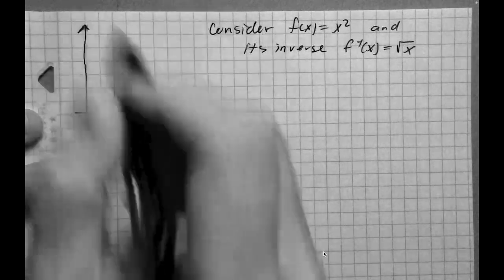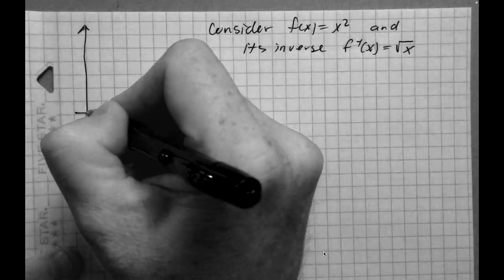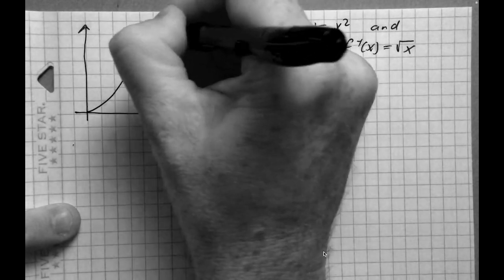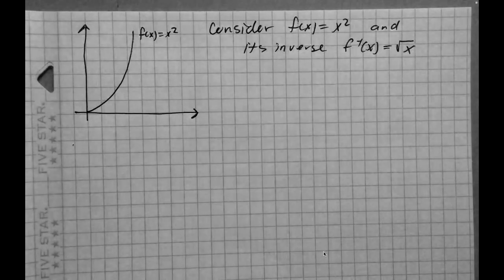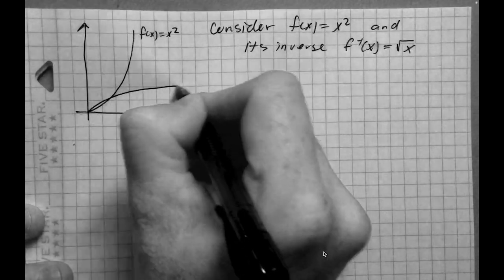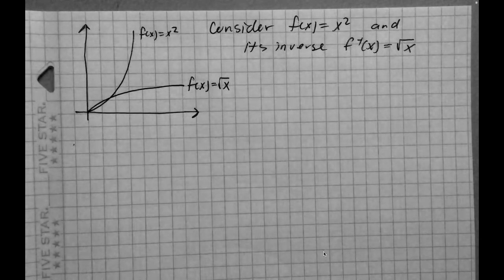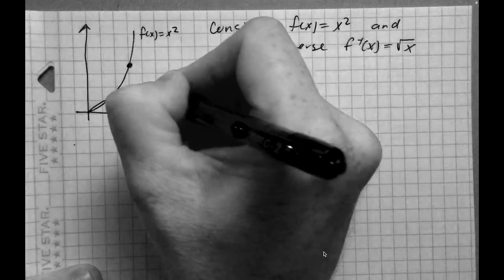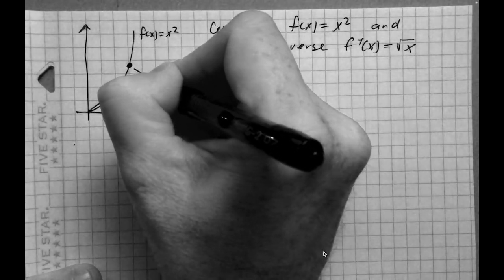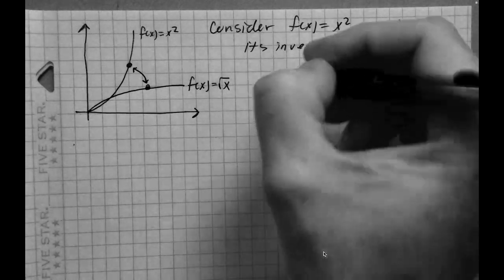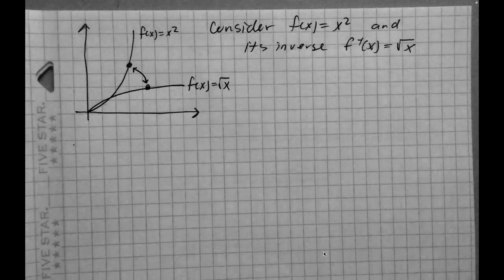So you got your xy axis here. Now x squared comes up like that. So this is f of x equals x squared. And what happens with the inverse? Well, it goes like this. And points that are here will map down on the inverse. Okay, let's break this down for some example points.